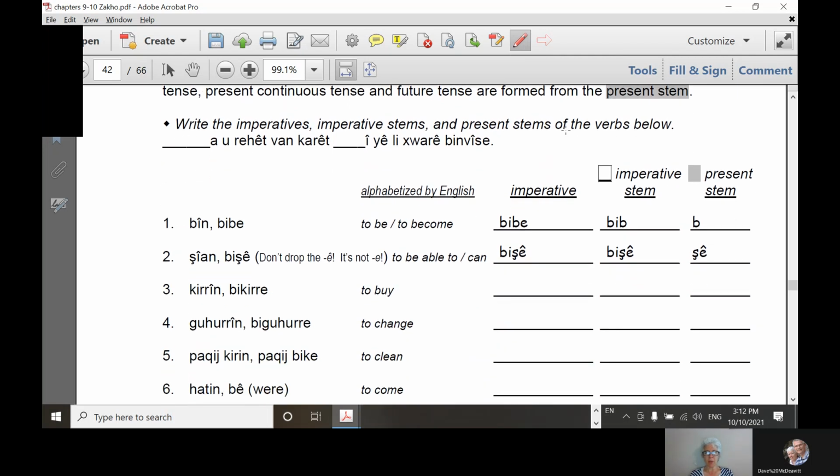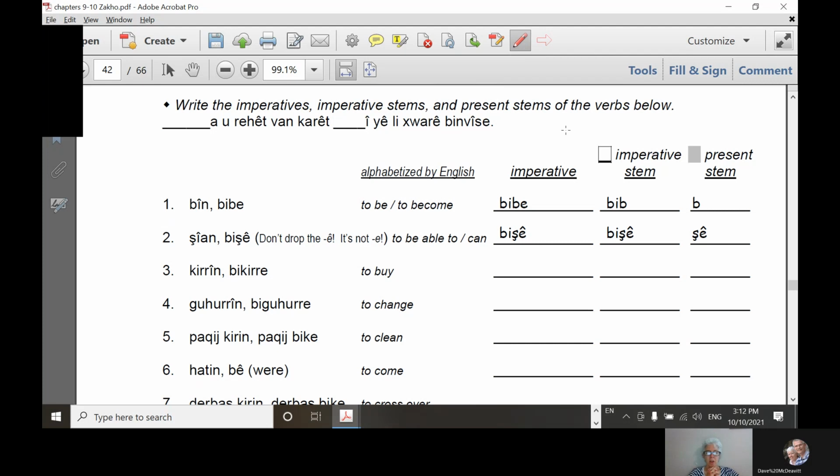So in this section down here below, again, I'm looking at the Zochali version. You're going to identify the imperative, which is easy to do. It's simply the second listing of the verb, the thing that comes after the comma. So find the comma, and then anything after that is the imperative. For example, in number 5, pakij kudin pakij bika, find your comma, and then everything after that comma is the imperative.